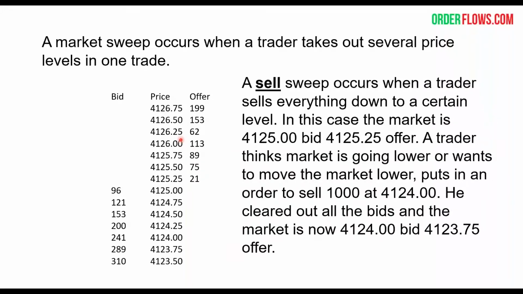Now a sell sweep is the opposite. It occurs when an aggressive seller comes in and thinks the market's going to go lower. So in this case, it's 25 and a quarter. But he's like, I think this number is going to come in negative. I'm going to queue this up to sweep everything down to 24. So they'll put in sell 1,000 at 24, and they'll get this 96, the 121, the 153, the 200, the 241, and if they're not filled yet, they'll be working an offer at 24 here. And then sellers will come in and fill in these offers.